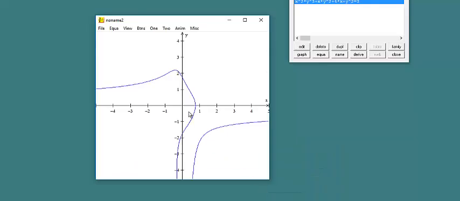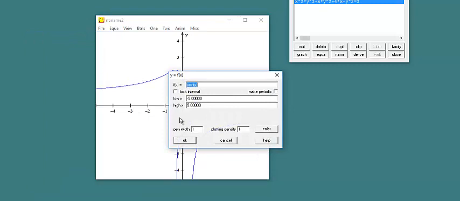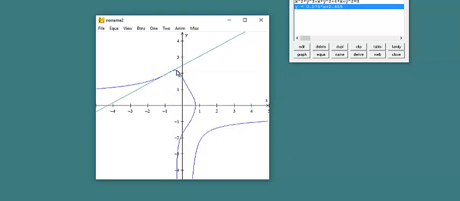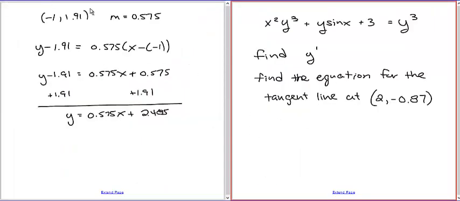And if we go to our graph and we add another equation, in this case it's an explicit equation because it's just a line. And so you have 0.575 times x plus 2.485. And you say, okay, and there you go. You see right there, there's the tangent line to the curve at x equals -1, y equals 1.91. Amazing, isn't it?